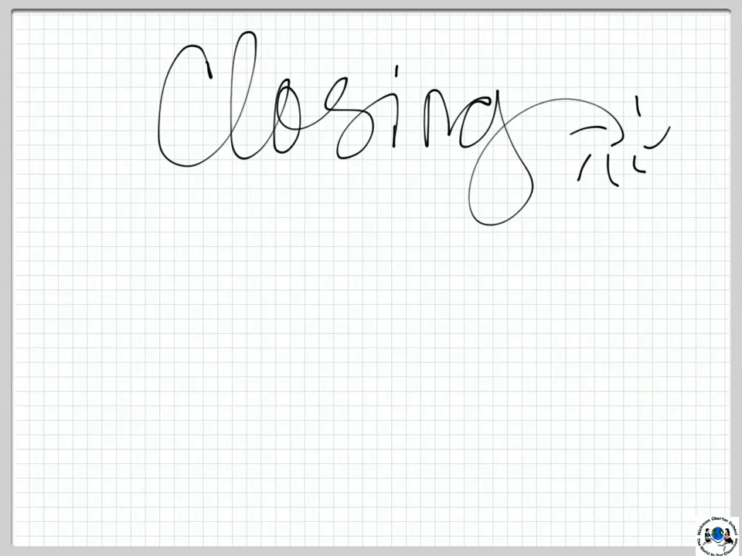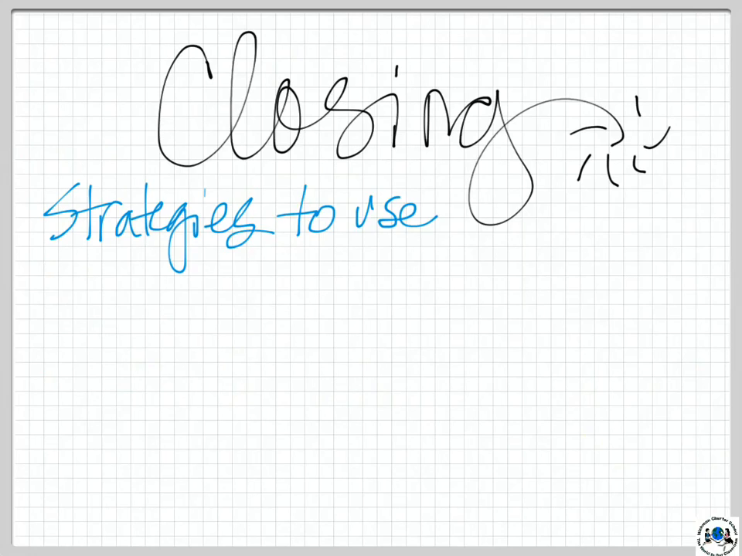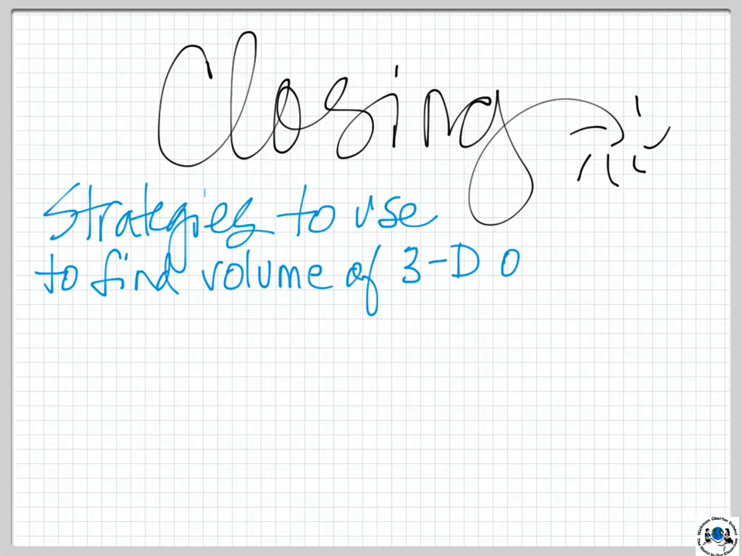Believe it or not, it's 33 minutes and 58 seconds, and we are in our closing phase. So here we go with our closing. We've looked at strategies to use to find the volume of 3D, or three-dimensional, objects.